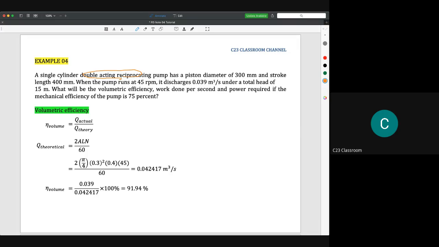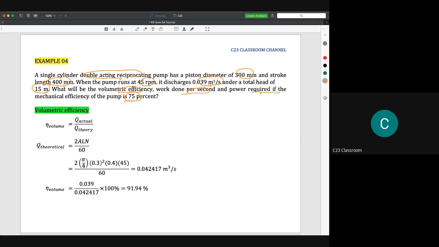So now we are talking about the double acting, which has a piston diameter of 300 millimeters and stroke length of 400 millimeters. When the pump runs at 45 RPM, it discharges 0.039 meter cube per second under a total head of 50 meters. So water will be transferred 50 meters above the inlet surface.